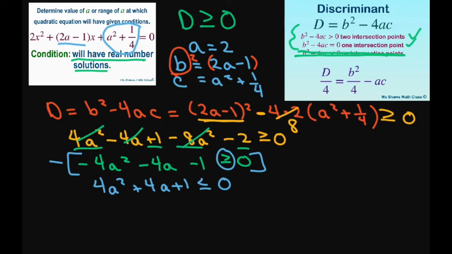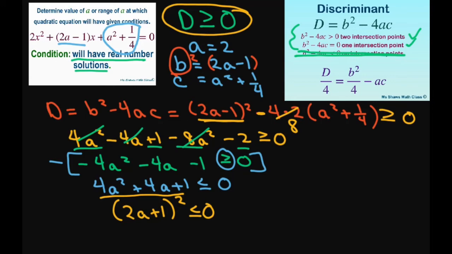Now this is a perfect square trinomial, so I can write this as 2a plus 1 squared. Has to be less than or equal to 0. But we need this all to be greater than or equal to 0, right? So we have it less than or equal to 0. So what we have to do, since it can't be less than 0, it has to be greater than 0. That means we're going to take 2a plus 1 squared has to equal 0.